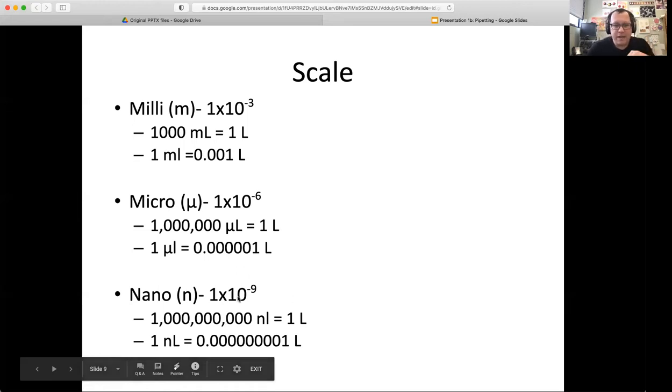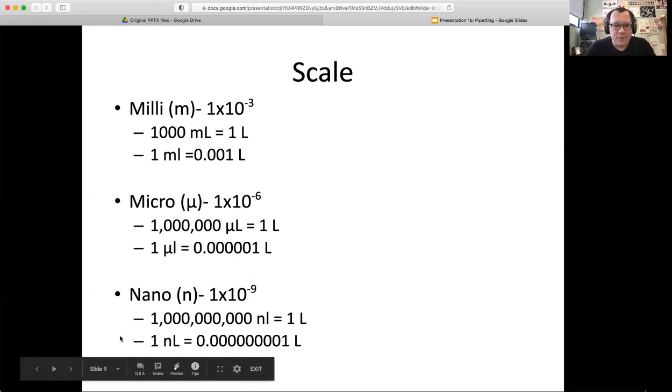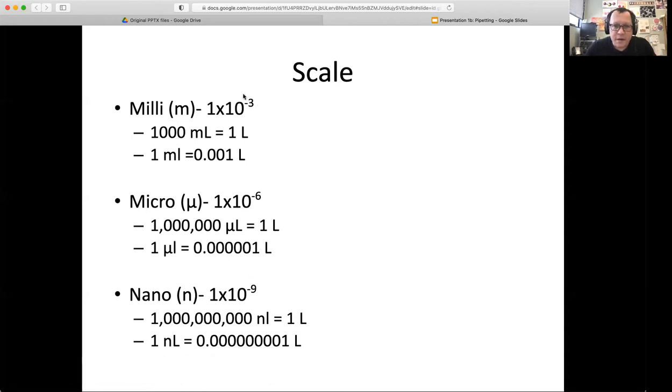So 1 times 10 to the negative 12 is a picoliter, or a pico. 1 times 10 to the negative 15th is a femto. So we can go even smaller than what we have here. The other thing to notice, right, we're going in sets of 3. Okay, so when we go from milli to micro to nano, we're going from 10 to the negative 3, 10 to the negative 6, 10 to the negative 9. So we're always moving 3 decimal places.